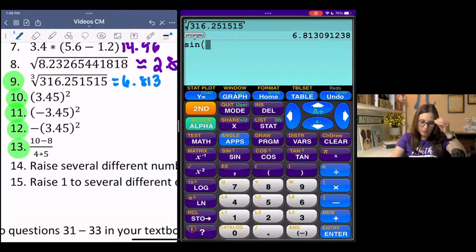And then number 10, 11, and 12, I want you to pay special attention to because of where the parentheses are. And if you've already typed it in, I want you to take note of the difference in those answers. So number 10, we just have a positive 3.45.